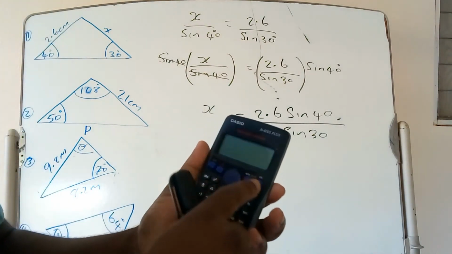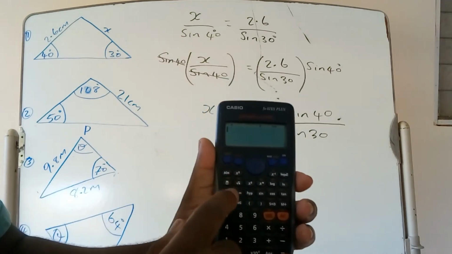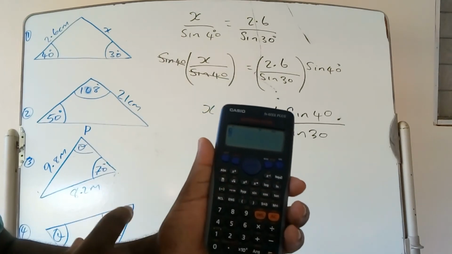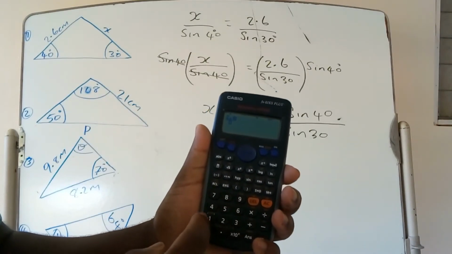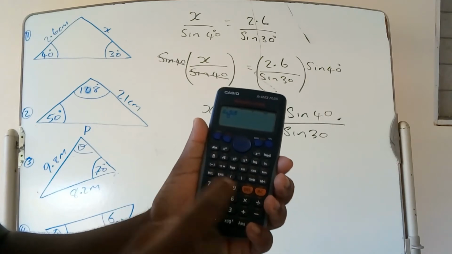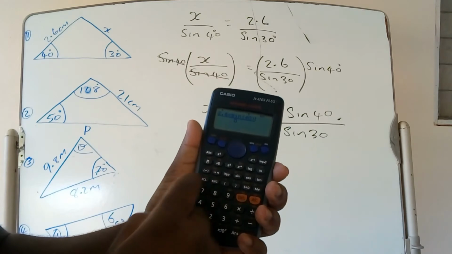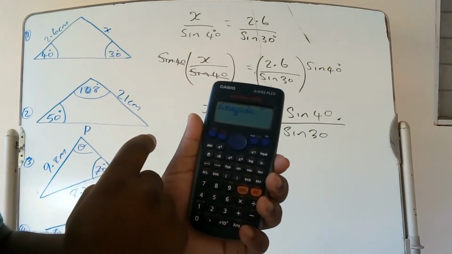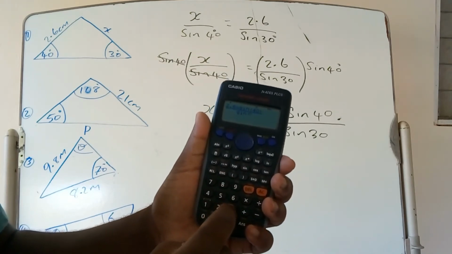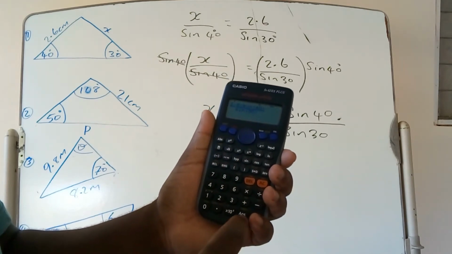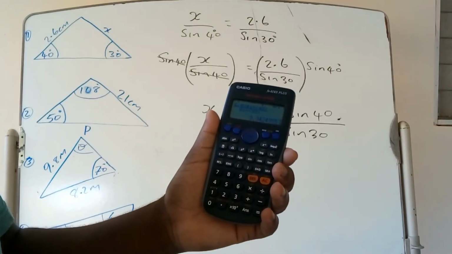Ensure that your calculator is turned on, and select your fraction bar if you have a calculator like mine. Then you put 2.6 times sine of 40 degrees, close the bracket, use the arrow to go to the denominator, and put sine of 30 degrees. Then you press equal, and your answer is 3.34.